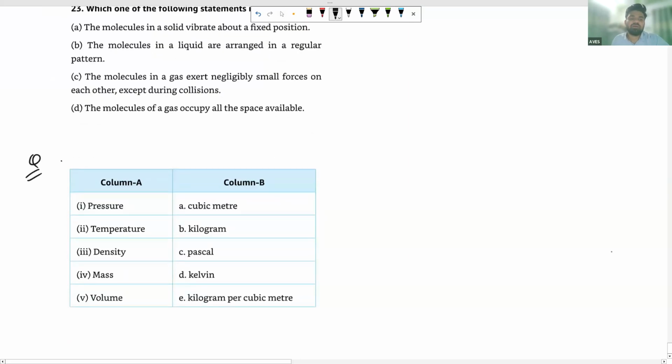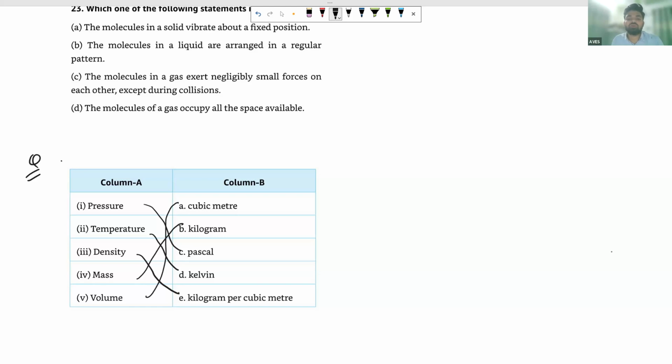Match the following. Okay, tell me. The unit of pressure is? Pascal. Very good. The unit of temperature is? Kelvin. Very good. Density? Kilogram per cubic meter. Mass? Kilogram. Volume? Cubic meter. Okay.